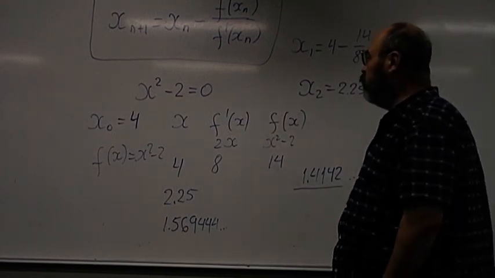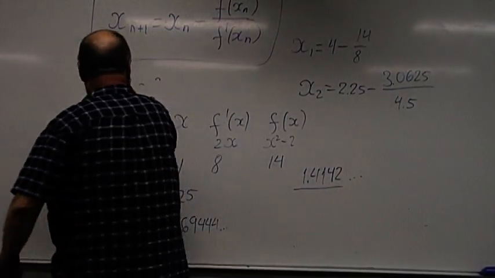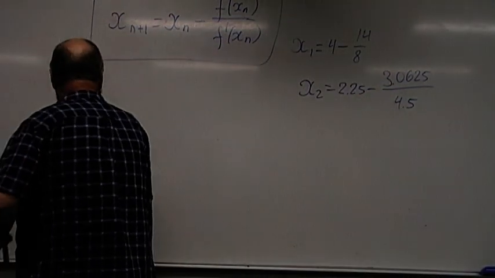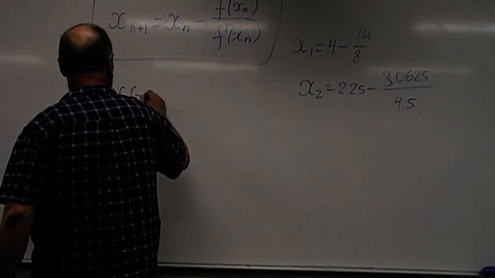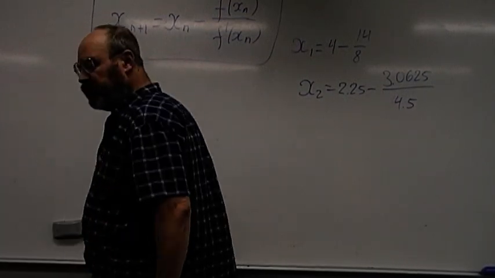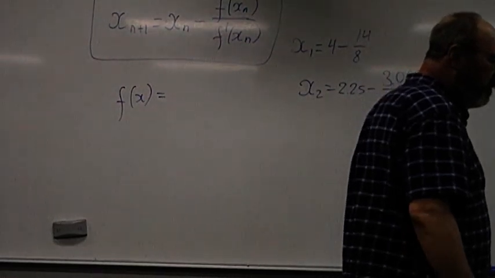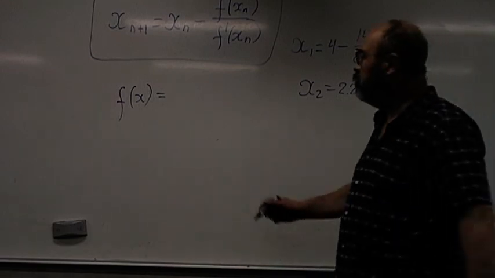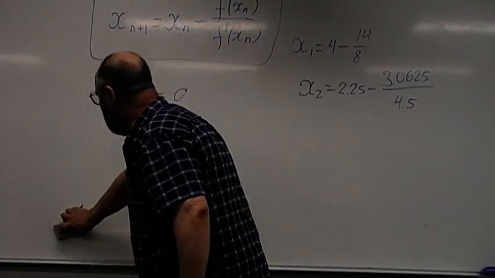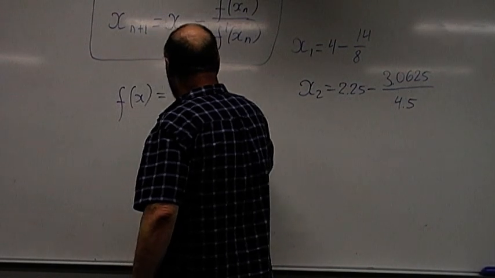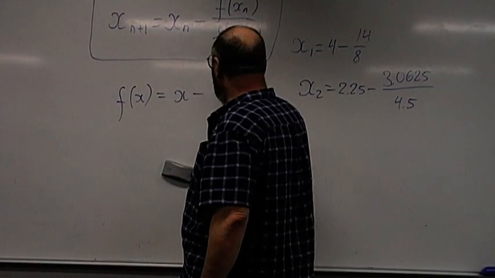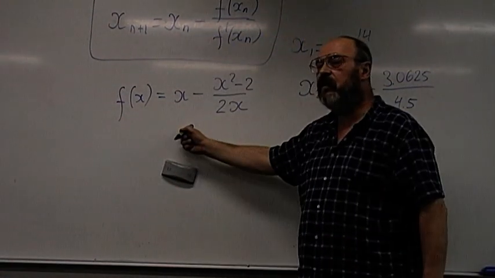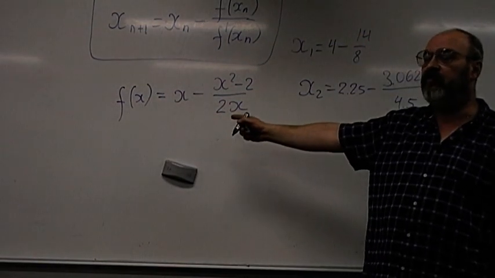Okay, fast way. You define a function. In this case, you define the function f of x equals x minus what the function was, x squared minus 2, over what the derivative was, 2x. Define such a function.